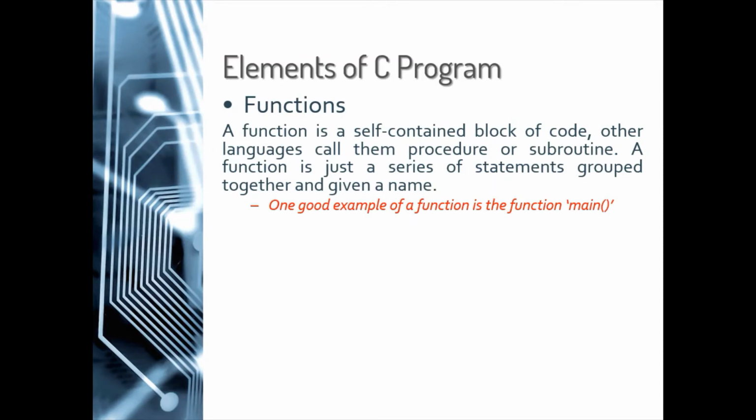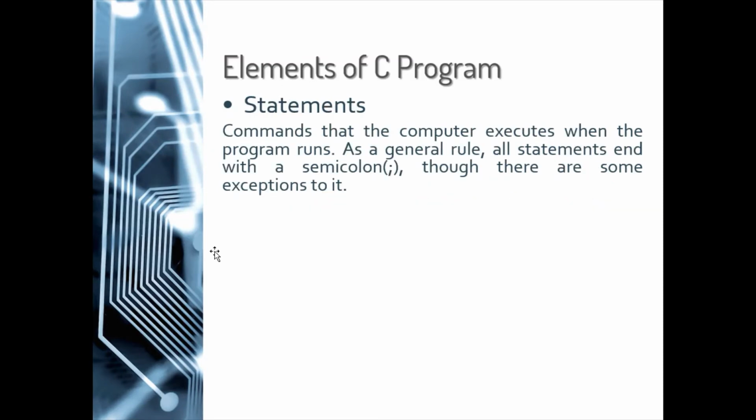Another element of a C program is statements. Statements are found within the block of code. They usually end with a semicolon. These are what C runs line by line, so the lines that you want to execute are the statements.